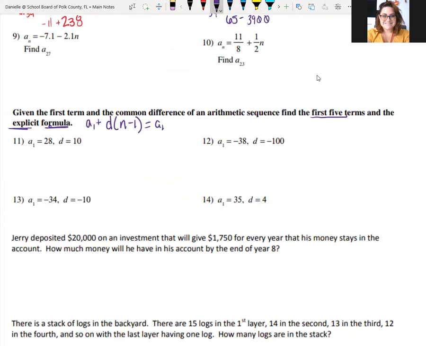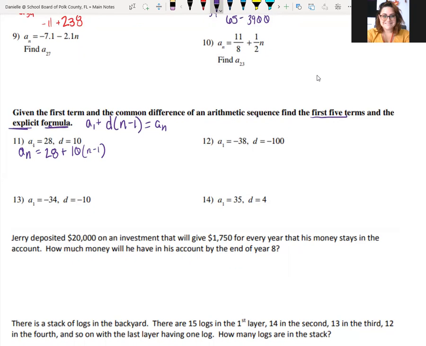That equals A sub N. I know my A1 and I know my D. So we can go ahead and create our formula. So A sub N equals, and we're just going to substitute A1, so 28, plus 10 times N minus 1. And there's our explicit formula.